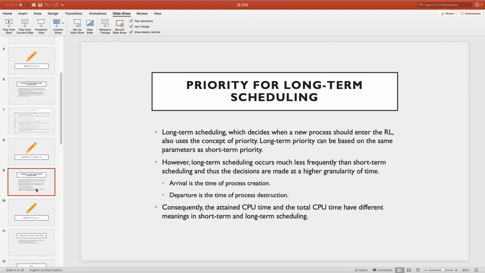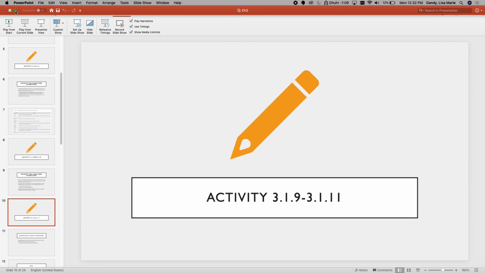Arrival and departure are going to be a little different. Arrival is going to be the time of creation. Departure is going to be the time of the process destruction. Short-term arrival is when it came on the ready list and when it's leaving, because that's a different thing that it's scheduling. Consequently, the attained CPU time and the total CPU time have different meanings in short-term and long-term scheduling, because long-term scheduling is the entire overview of the process, not just when it's coming on and off the ready list. Does that make sense? We're going to see what that looks like when we look at these scheduling algorithms.